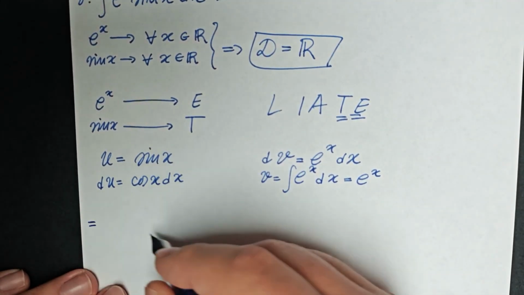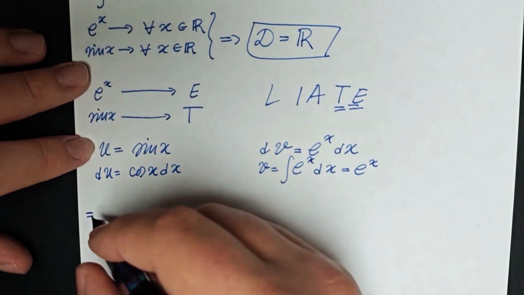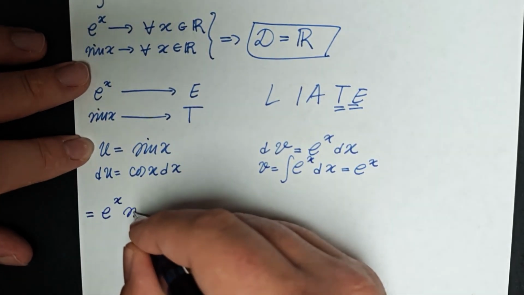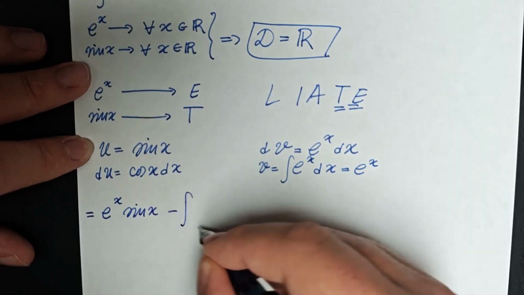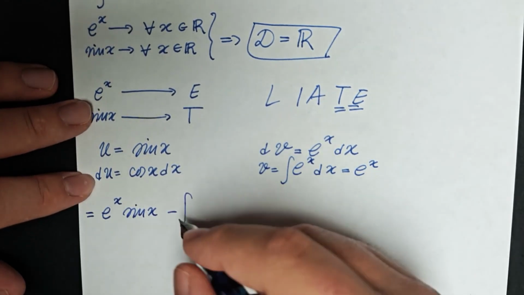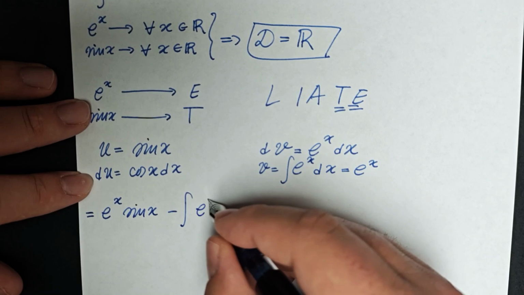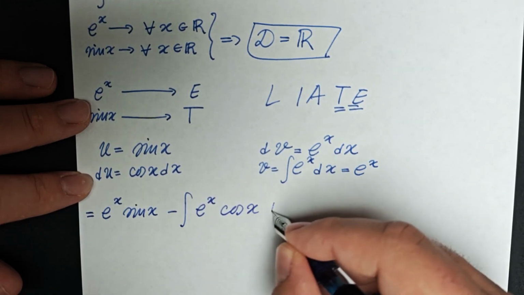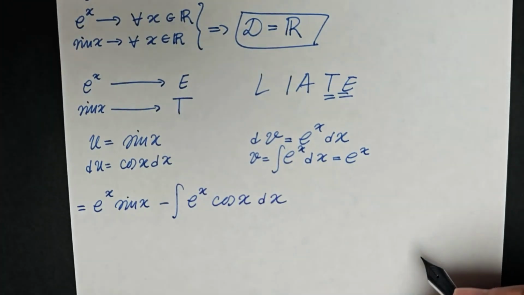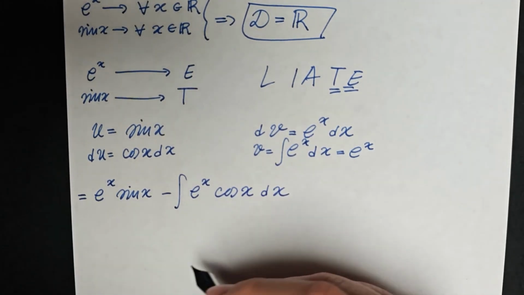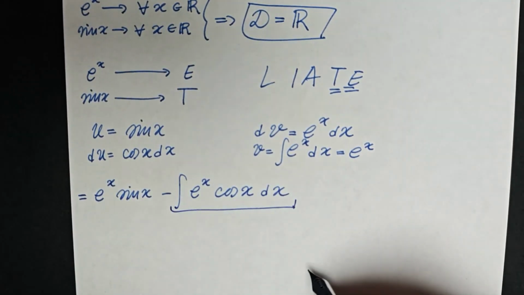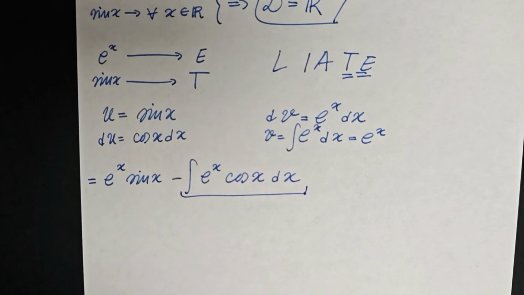The integral is then equal to u multiplied by v, that is e to the power x sine x, minus the integral of v du, and that is e to the power x cosine x dx. Now we have to solve this integral. The explanation is the same as before.